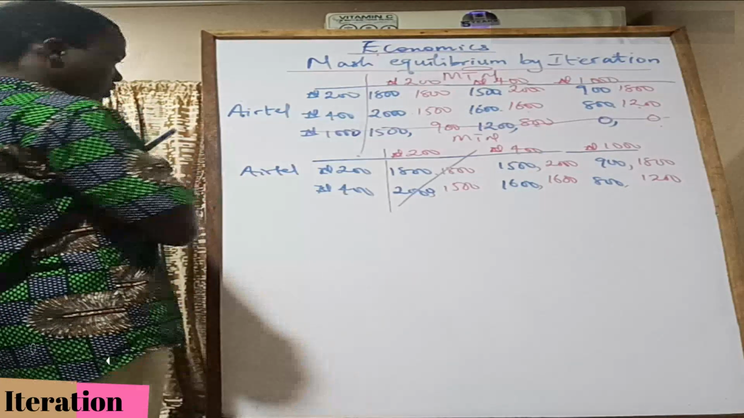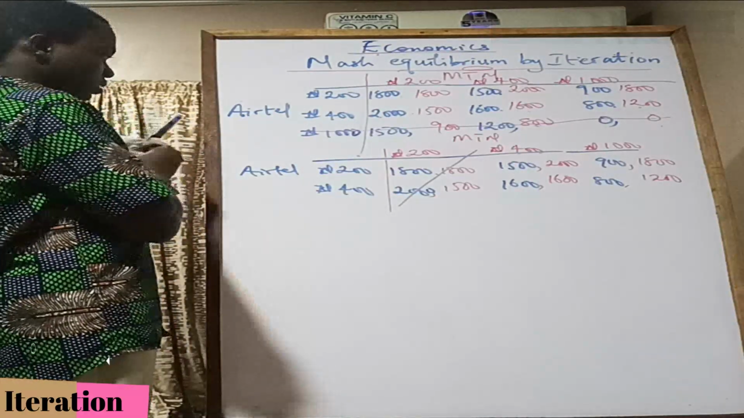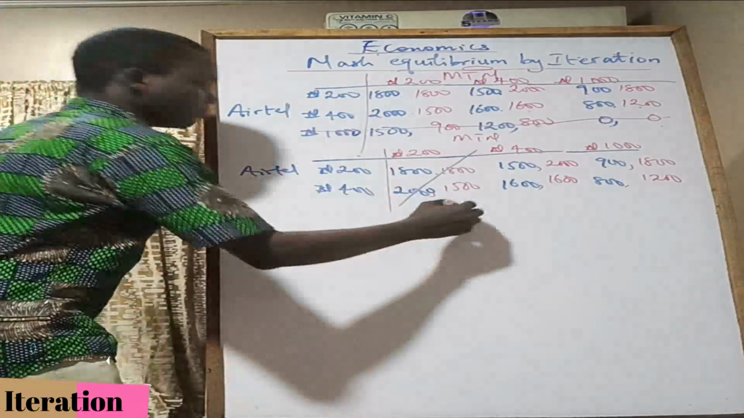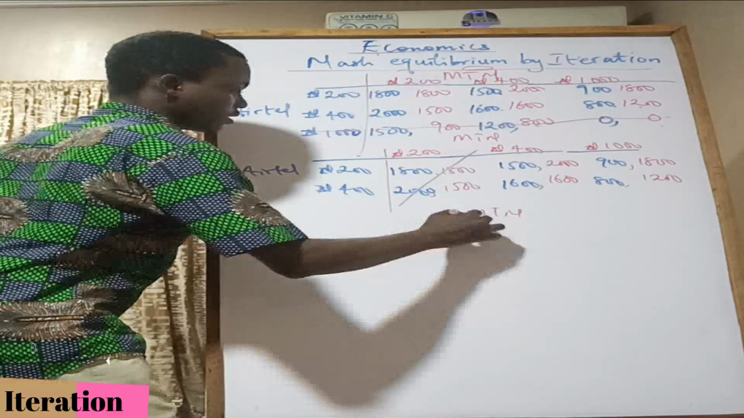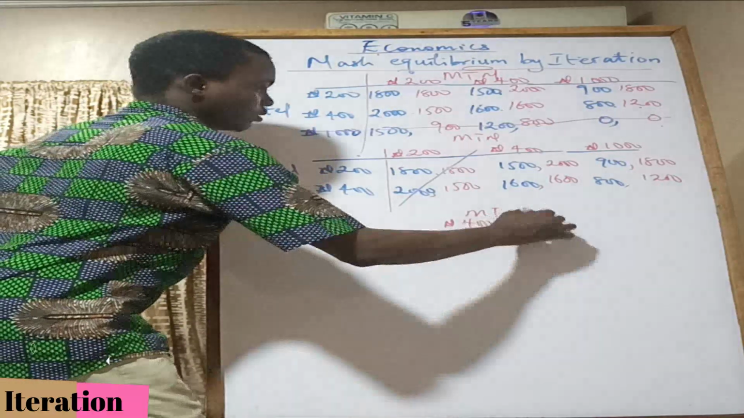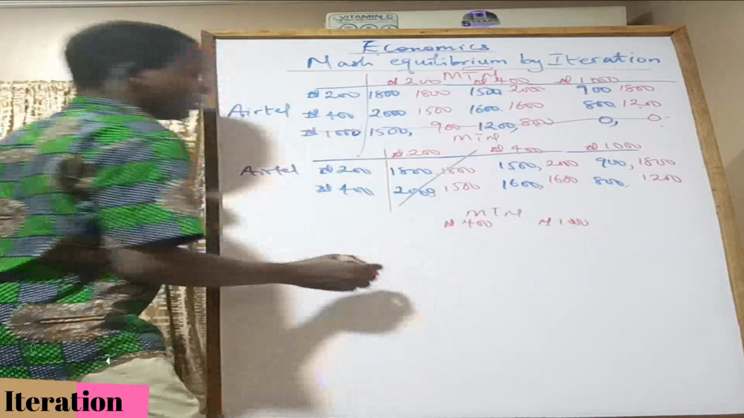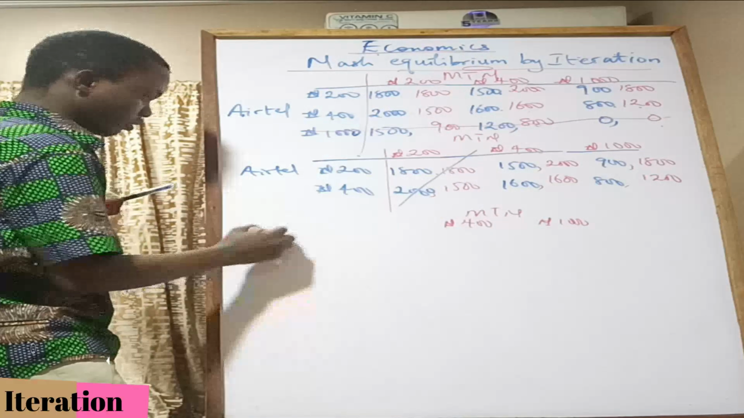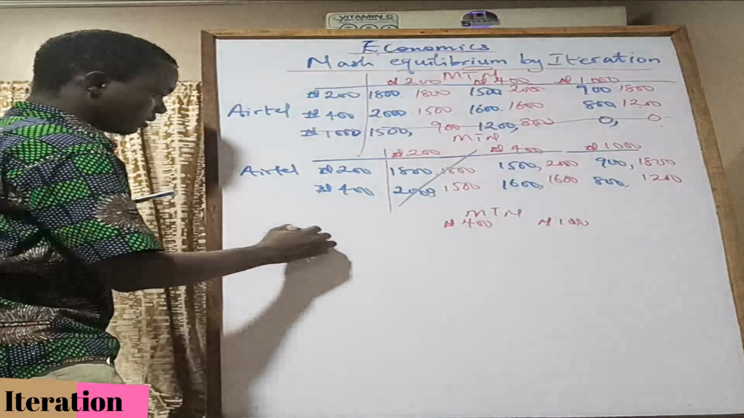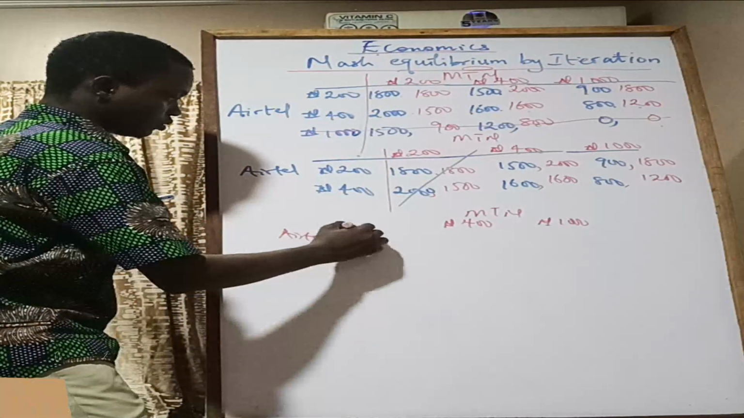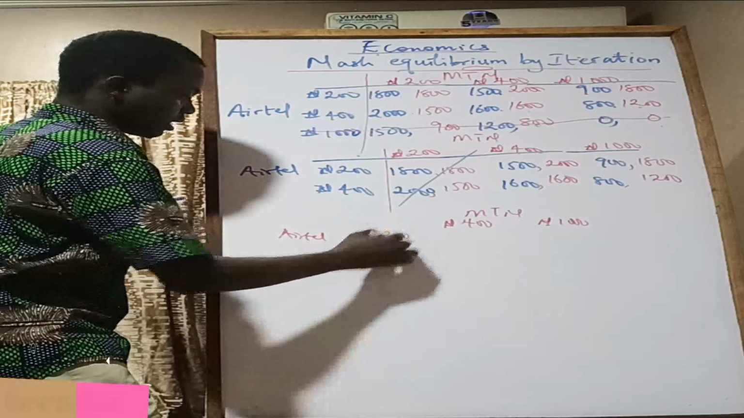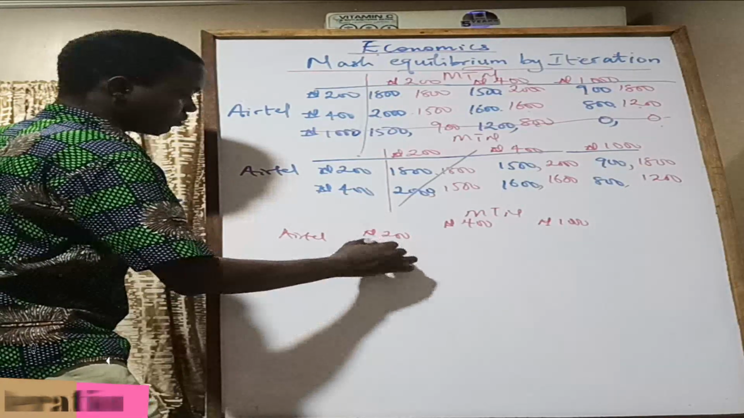So what we'll be left with would be a situation where MTN would now have just the 400 naira strategy, 100 naira strategy, and the 1000 naira strategy, right? So since this has been ruled out, Airtel still has its 200 naira strategy and its 400 naira strategy.